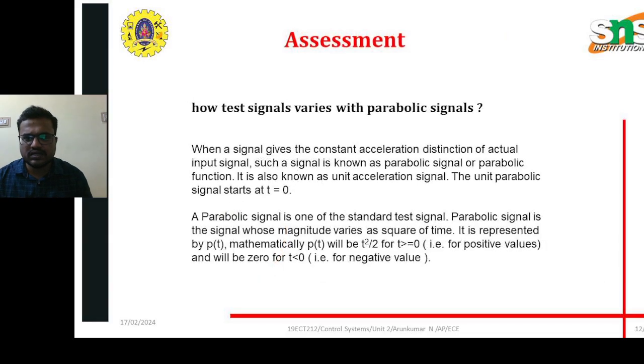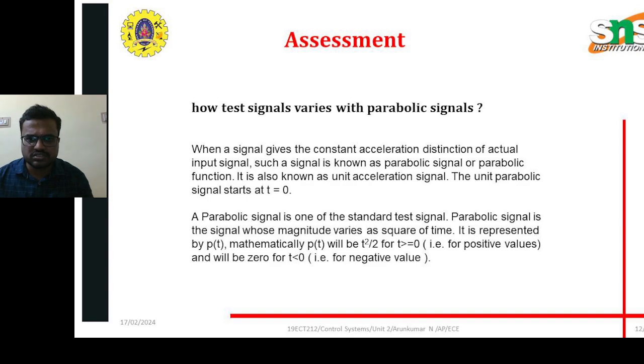Assessment of how the test signals vary with parabolic signals, because we have a lot of values which are to be composed based on the parabolic signal only. Here the signals can be varied with the other parabolic signal, meaning that when a signal gives a constant acceleration, such a signal is known as a parabolic signal or parabolic function. It is also known as the unit acceleration signal.